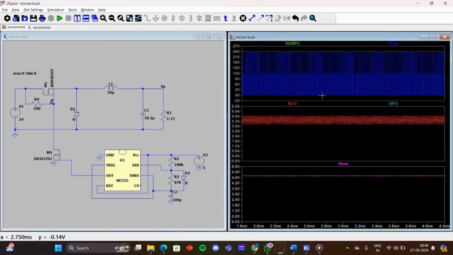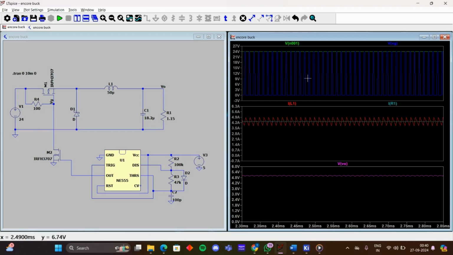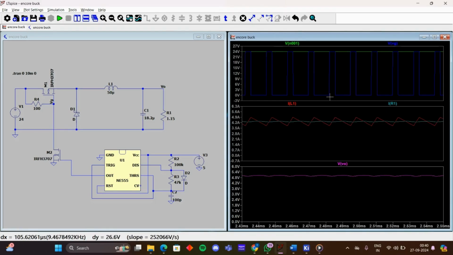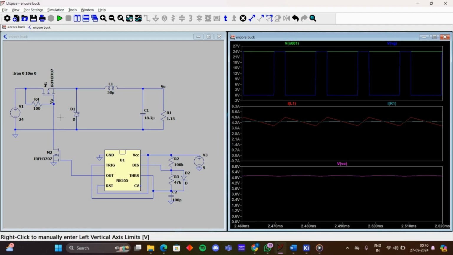If we zoom in on this, we can see the voltage from this terminal, which is a PWM of the given duty cycle. In the below plot pane, we can see the current across the inductor rising and falling linearly corresponding to the PWM generated.